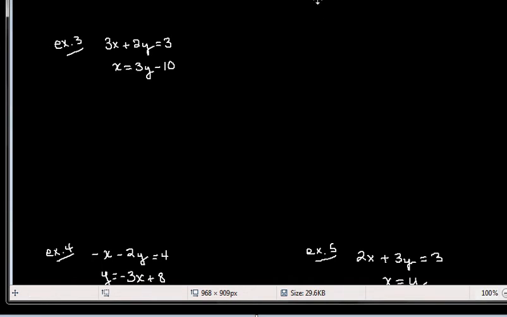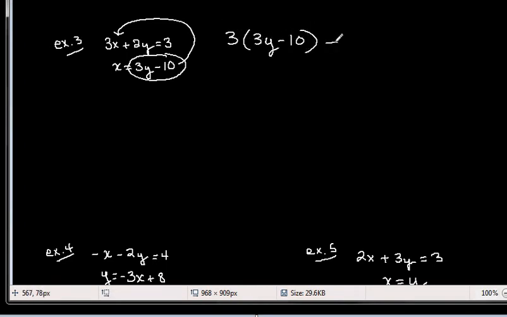Okay, example 3. Try to move my screen again, which I can't do. Okay, let's just try this one. We're going to solve this. This time we have the x solved for, so we're going to put what x is equal to in for the x. Seems like the same thing over and over again. 3 times (3y minus 10) plus 2y equals 3. Distribute: 9y minus 30 plus 2y equals 3.